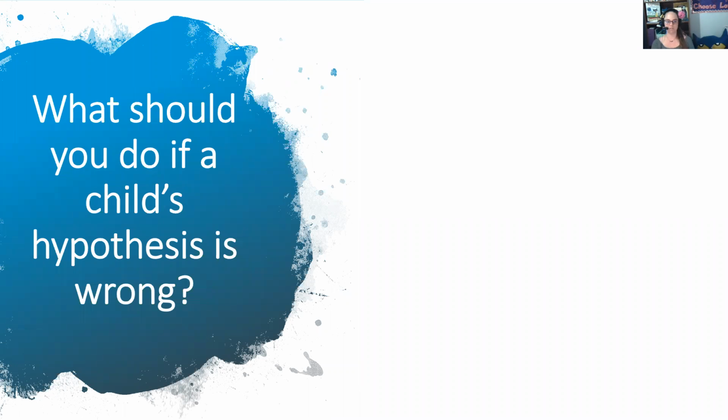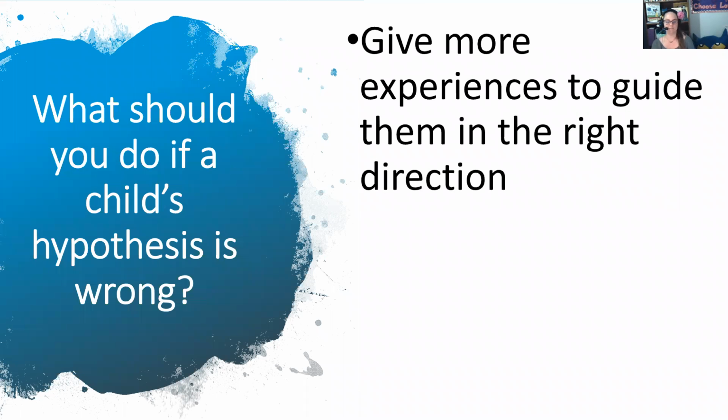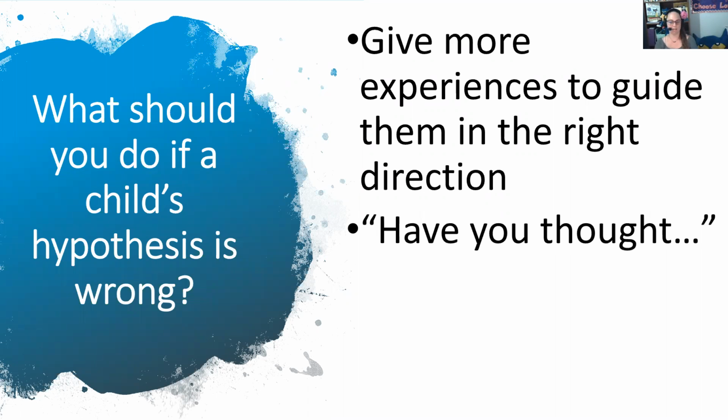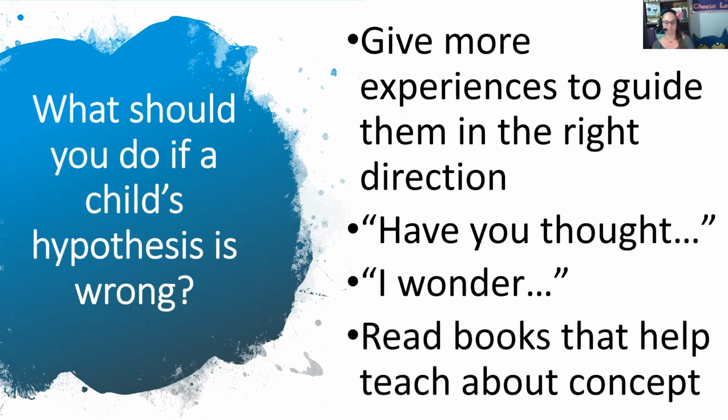So what should you do if a child's hypothesis is wrong? You can give more experiences to guide them in the right direction. You can ask them, have you thought, or I wonder. And also you can read books that help teach them about concepts. So instead of telling a student that they're wrong, give them the scaffolding that they need to explore and help them learn and explore on their own.